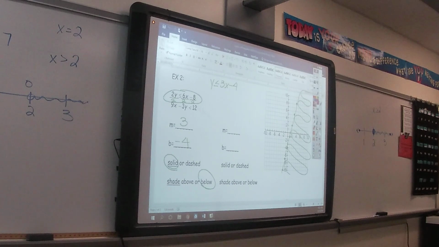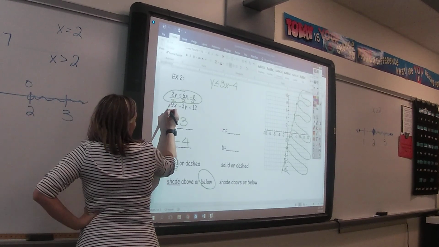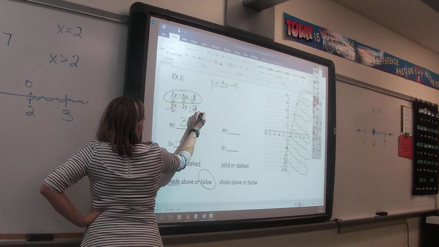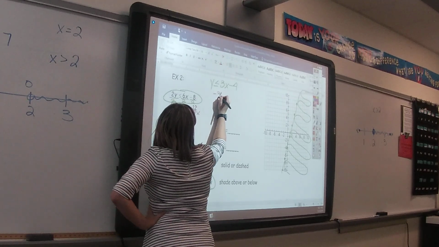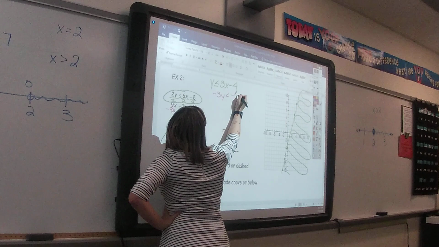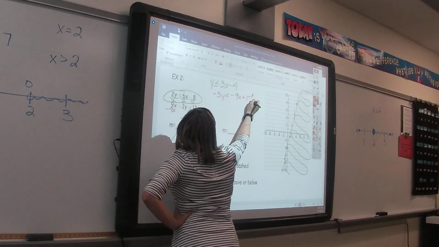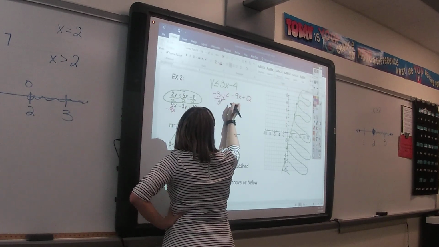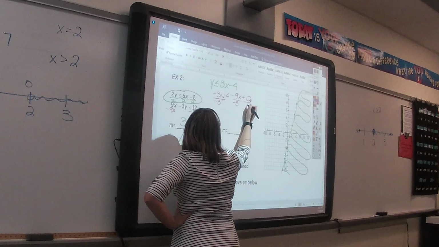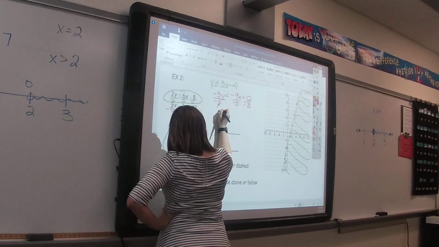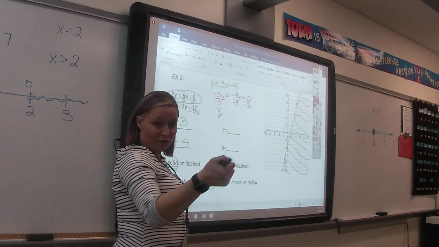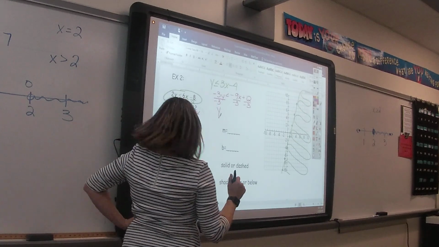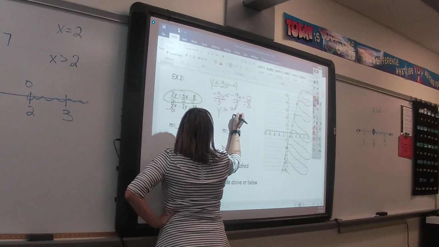What are we going to do on the second equation? Solve for y. Okay, so let's make sure we're remembering all our info here. What happens now? Flip the sign. We have to flip the sign because we divided by a negative 3.